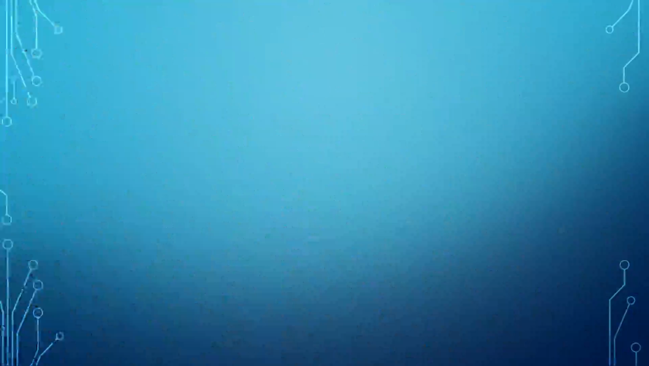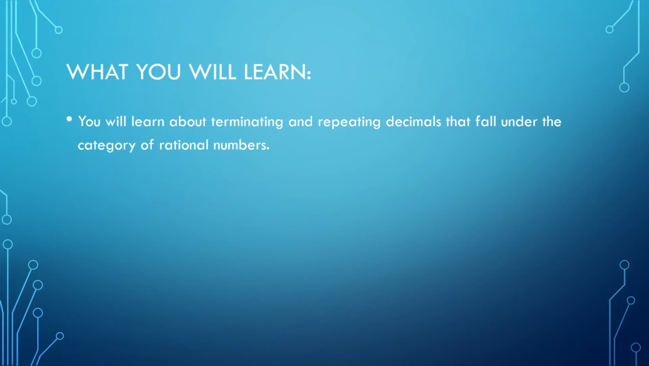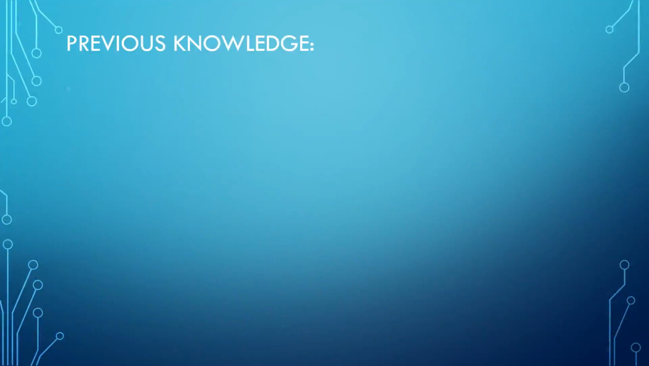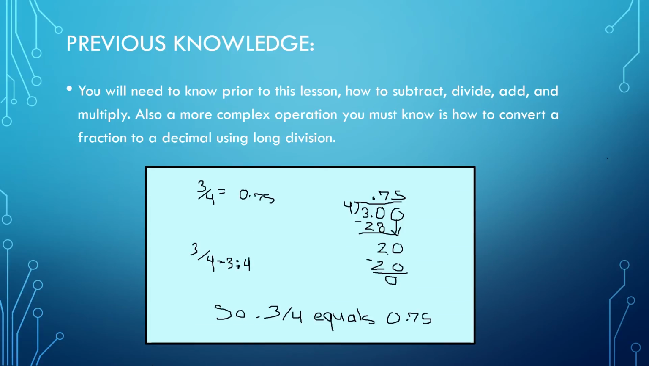In this lesson, you will learn about rational numbers, which includes terminating and repeating decimals. Rational numbers are simply numbers that can be written as a fraction or a ratio. Previous knowledge that you will need includes the basic operations such as subtraction, division, addition, and multiplication. You will also need to know how to convert a fraction into a decimal using long division.